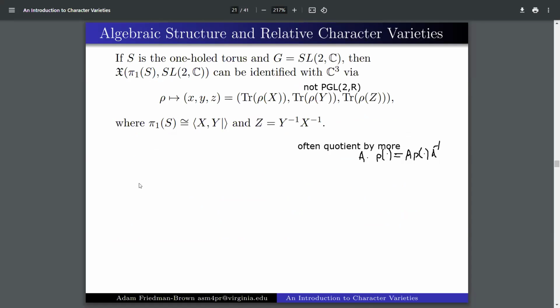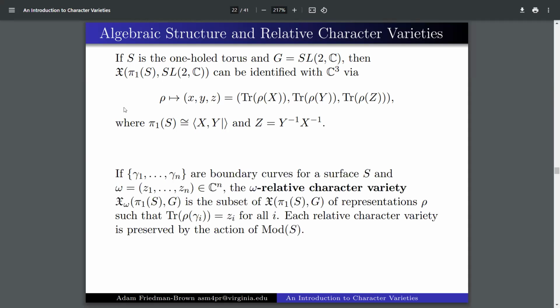All right. Now we'll start talking about some structure on this character variety, some nice tools that we can use to analyze them. So in particular, if S is the one-holed torus and G is SL2C instead of PSL2R like we have been doing, then their associated character variety can be identified with C3. This is a bit of a special case, but it's a nice case. Each representation in the character variety gets sent to the coordinates related to the trace of rho of X, trace of rho of Y, trace of rho of Z.